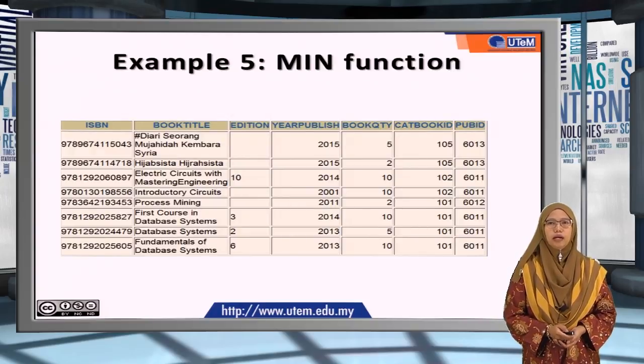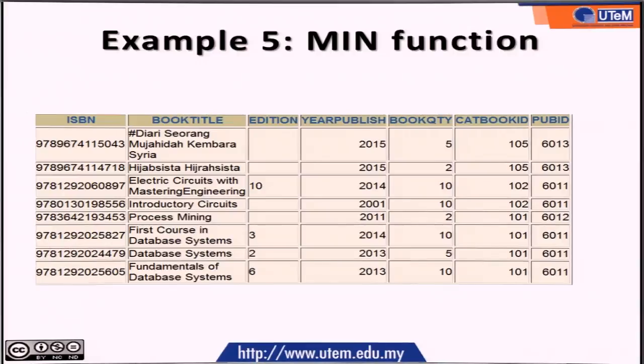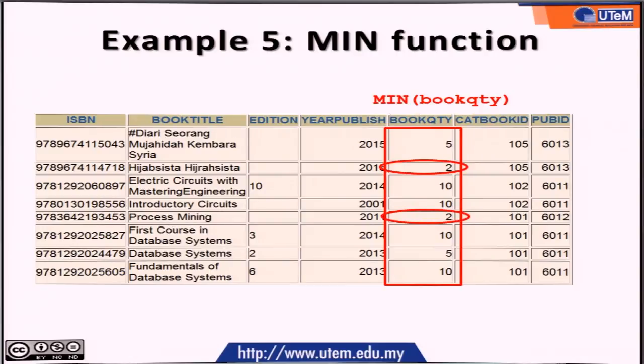The slide shows how the min function works to get the minimum number of copies of a book title. The min function is applied on the book quantity column. Thus, the function will select the lowest value among all the book quantity values, which is 2.